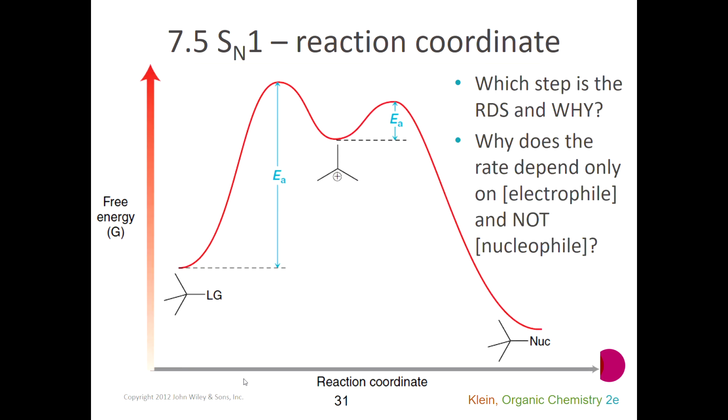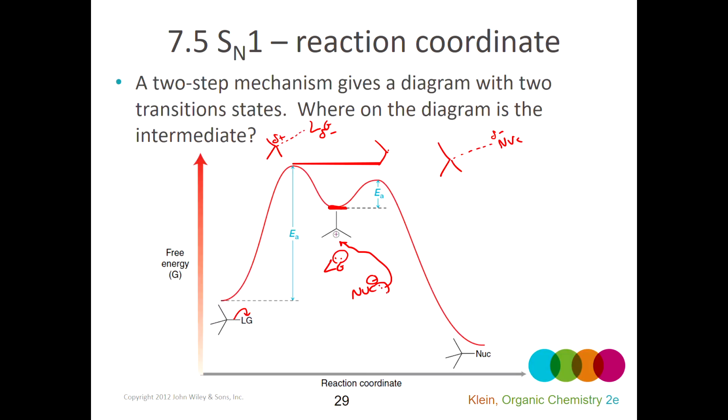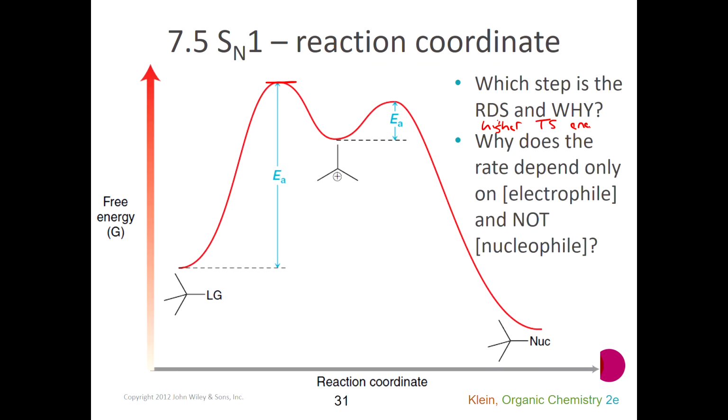We talked about that. Which step is the rate determining step and why? We already said it's this first step. Why? Because it has a higher transition state energy than any other step. Why does the rate depend only on the electrophile molarity, not the nucleophile molarity? That has to do with the fact that the first step is a slow step and that the nucleophile is not involved in that step.